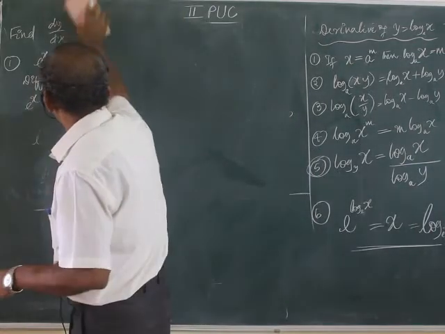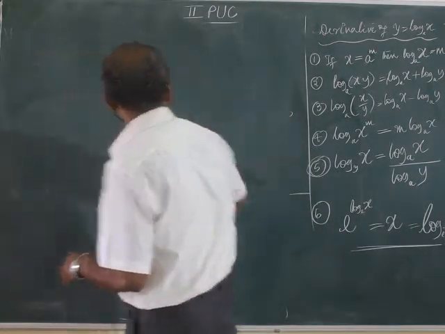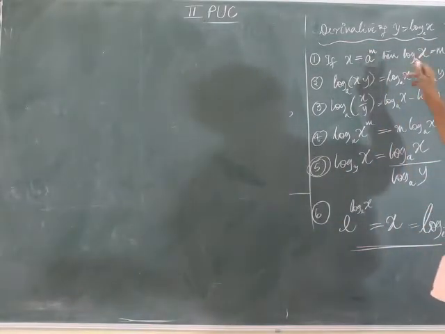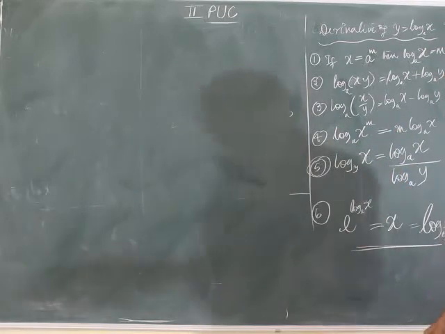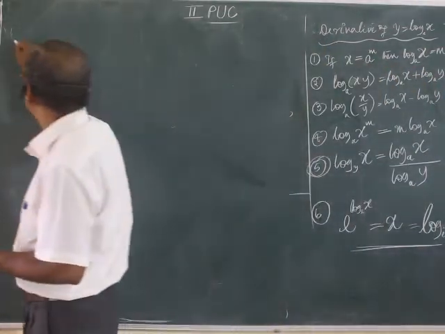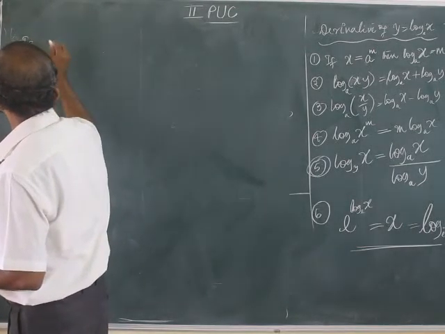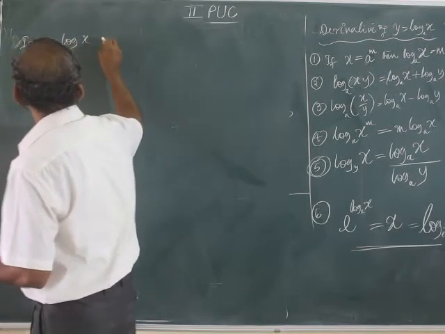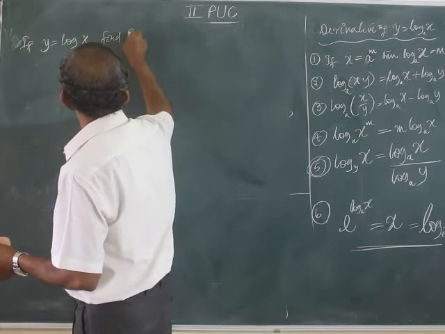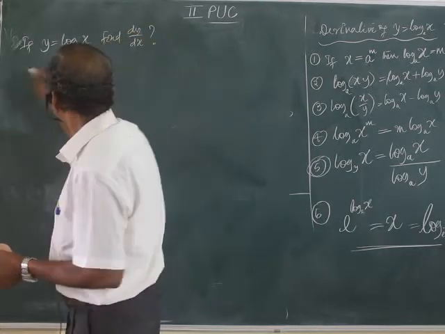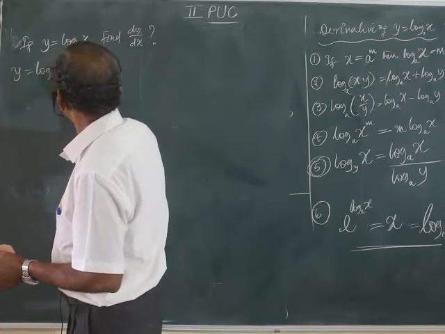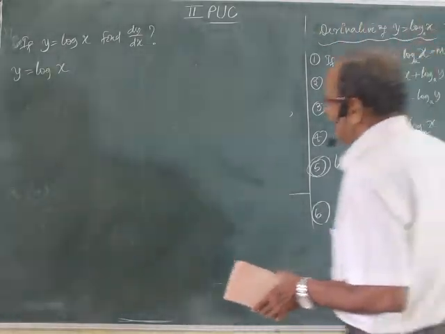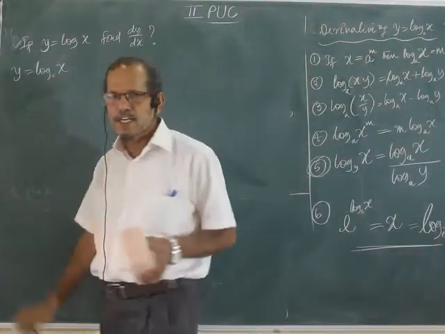Here we actually need the derivative, that's all. How to find the derivative of a logarithmic function, see? Our intention is to find that. These are the properties I have written, that's all. Logarithm properties. Now let me take the derivative. If y equals log x, find dy by dx. Y equals log x. Base need not be written; it implies that the base is e.